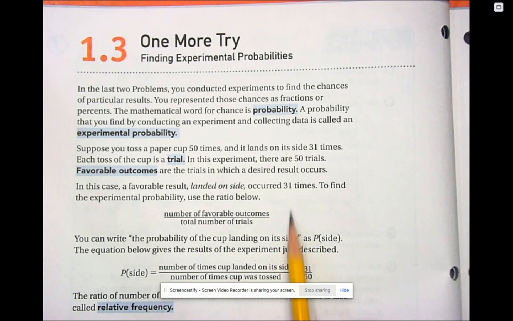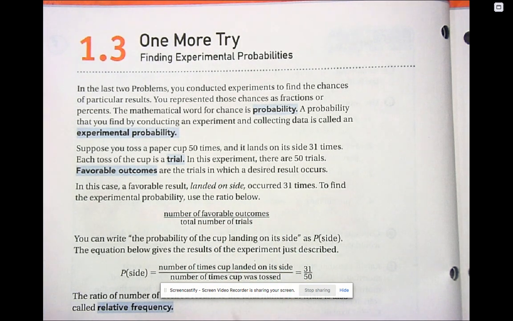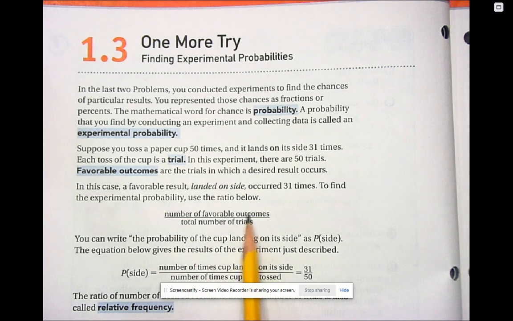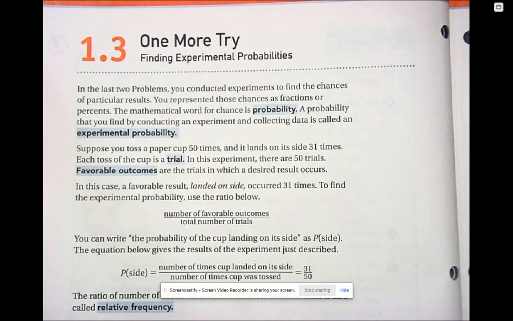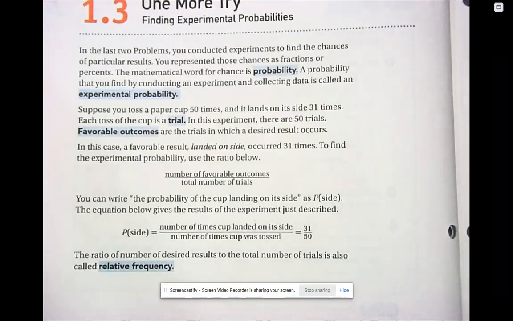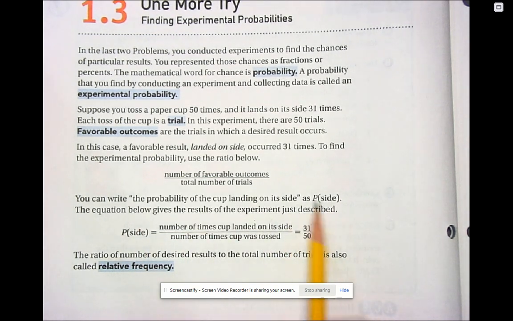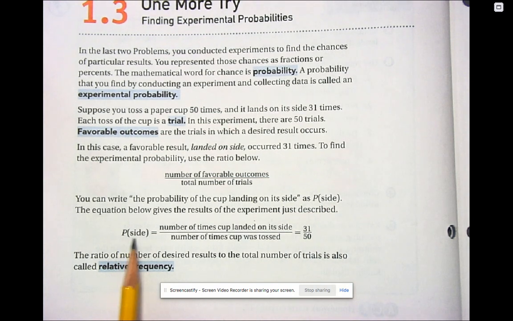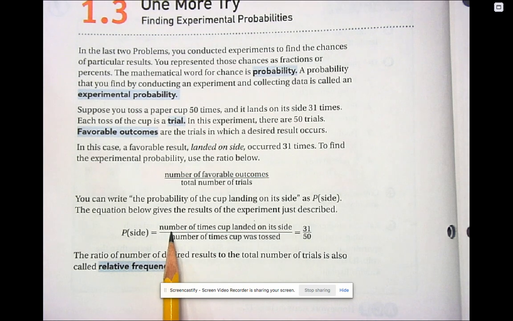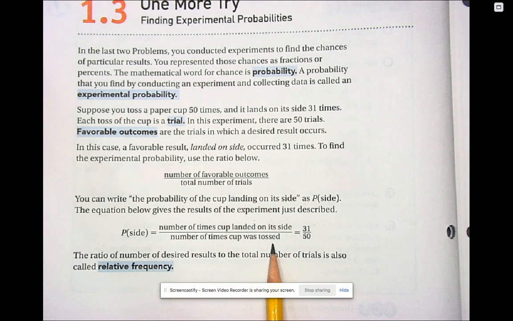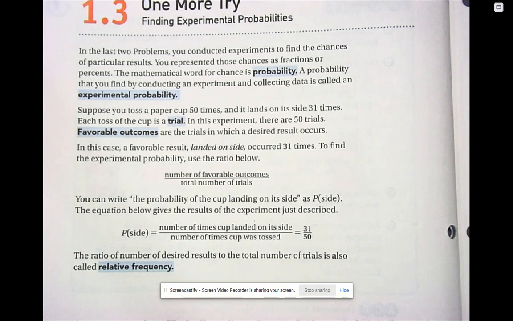To find the experimental probability, this is the ratio. It's always the number of favorable outcomes to the total number of trials. So, in that scenario of finding the probability that it lands on its side, this is often the notation we'll use, the P and then parentheses side. What you would do is write this equation: the probability it lands on its side would be the number of times it landed on its side, which was 31, out of the number of times the cup was tossed. That's the total number of trials.